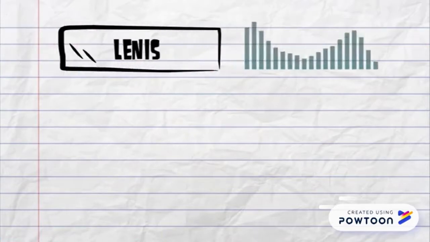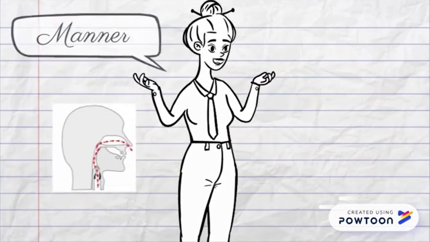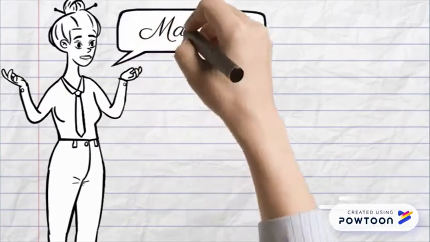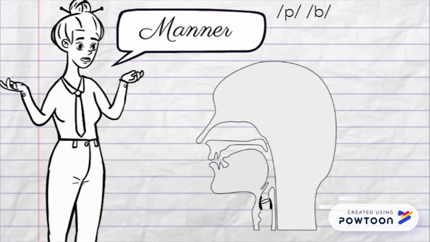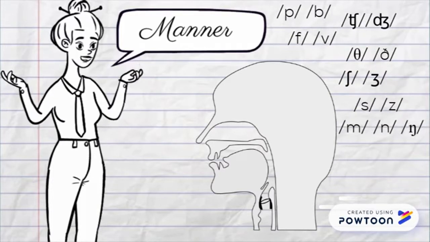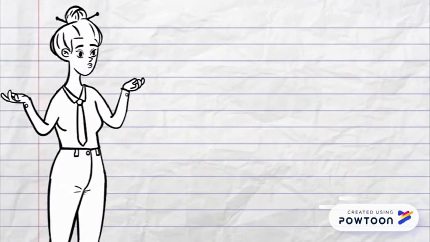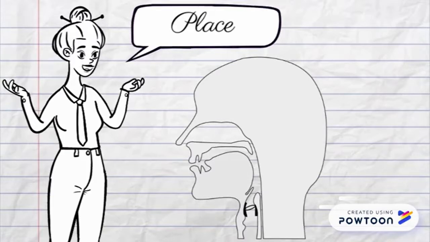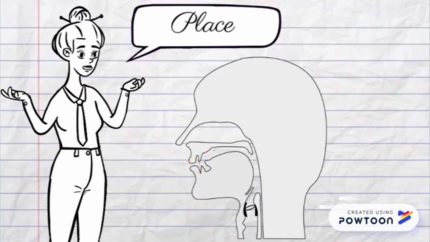In addition to presence or absence of voicing, consonants can be described in terms of manner and place of articulation. Talking about manner of articulation, consonants can be divided into plosive, affricate, fricative, nasal, lateral, and approximant. On the other hand, referring to place of articulation, they can be classified into bilabial, labiodental, dental, alveolar, palato-alveolar, palatal, velar, and glottal.